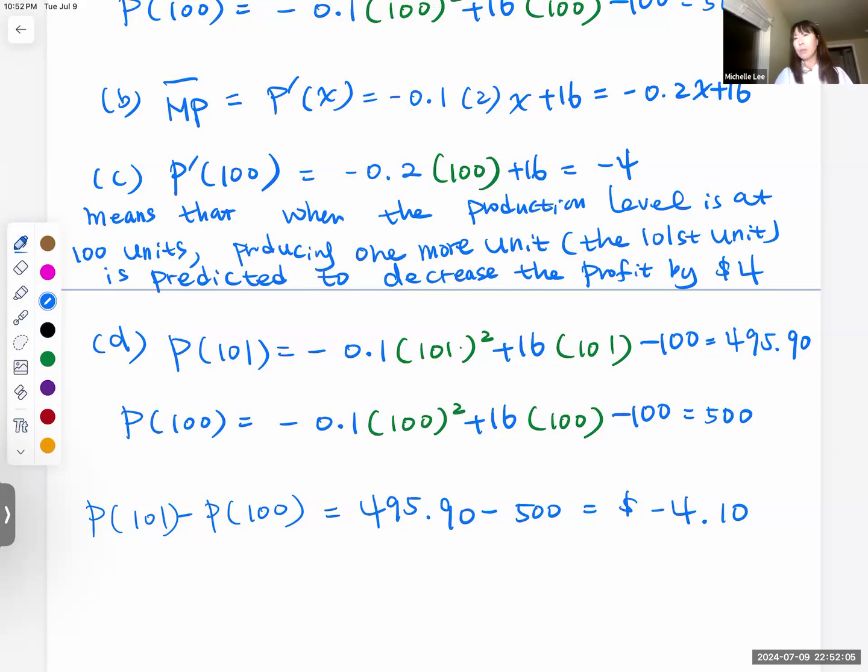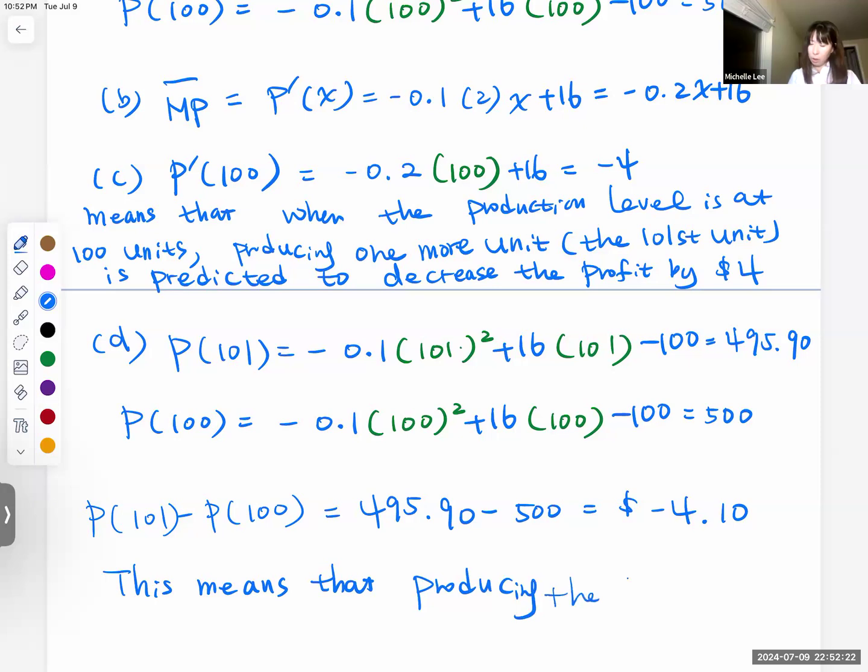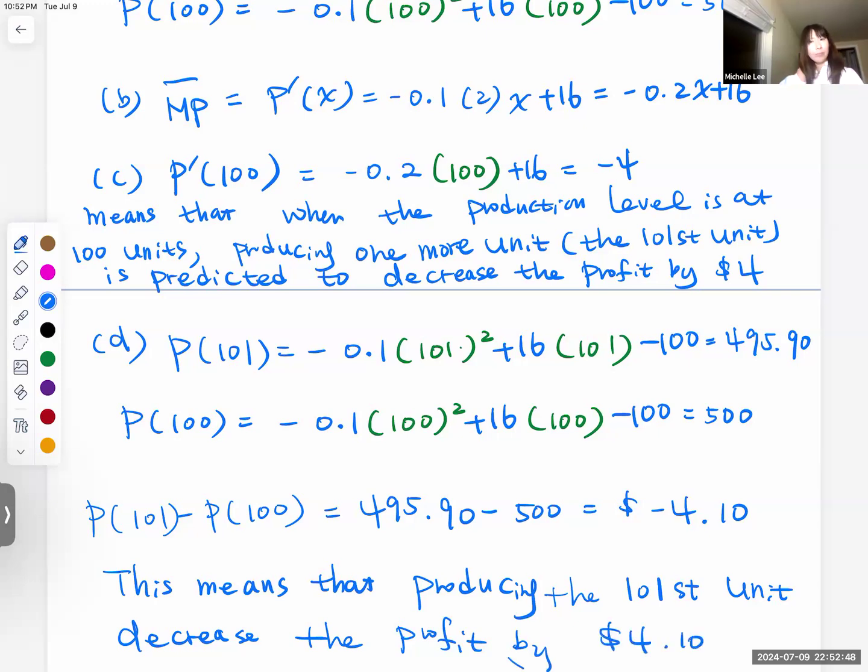So this means that producing the 101st unit decreases the profit by $4.10. Okay.